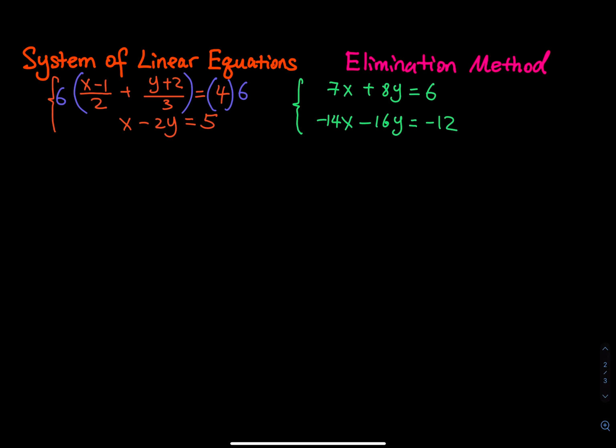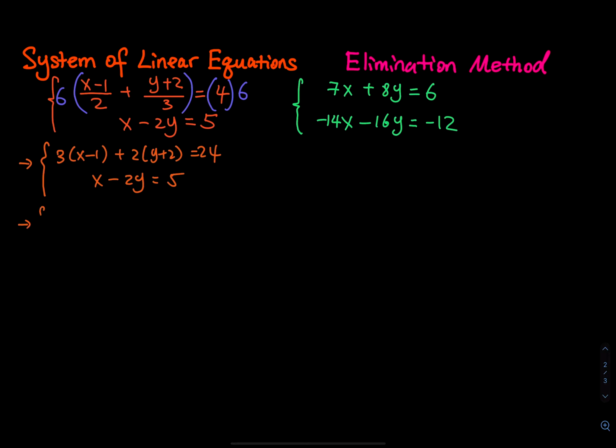And then for the second equation, there is no denominator. We leave it as it is. So back to this color. What do we have after we multiply by 6? We have 6 divided by 2 is 3. Then we have 3 times (x minus 1) plus 2 times (y plus 2) equals 24. And then the second equation is x minus 2y equals 5.